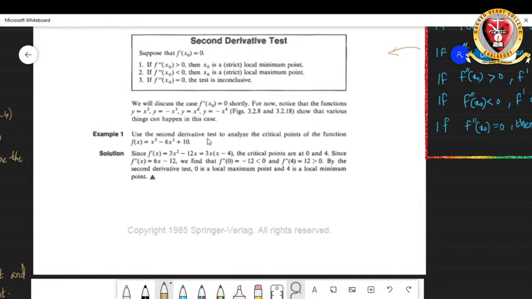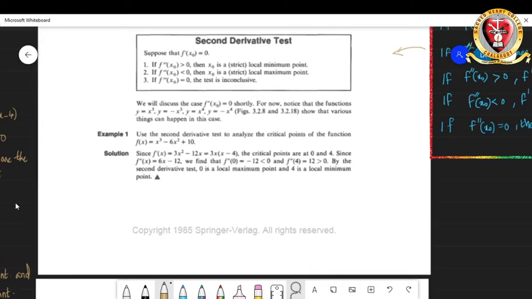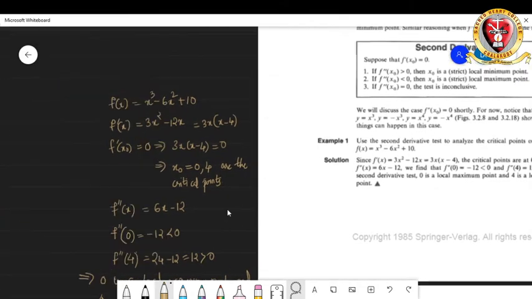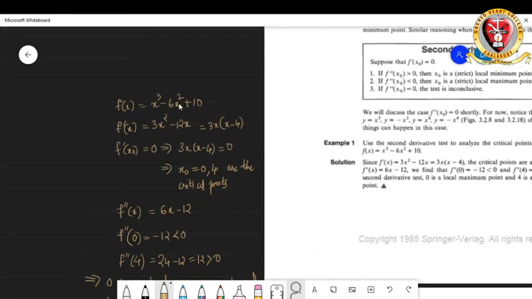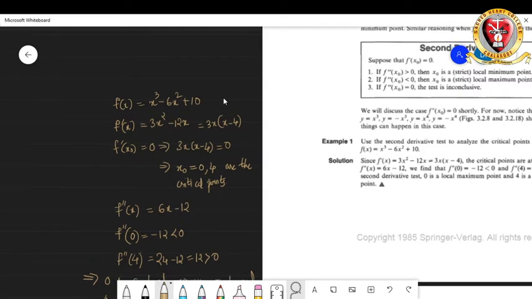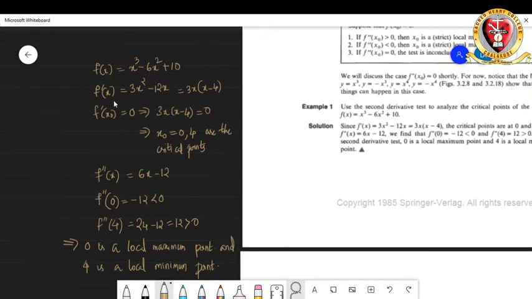Example 1: use the second derivative test to analyze the critical points of the function f of x is equal to x cubed minus 6x squared plus 10. So we are given the function f of x is equal to x cubed minus 6x squared plus 10. So f dash of x is equal to 3x squared minus 12x, right? Which is equal to 3x into x minus 4.